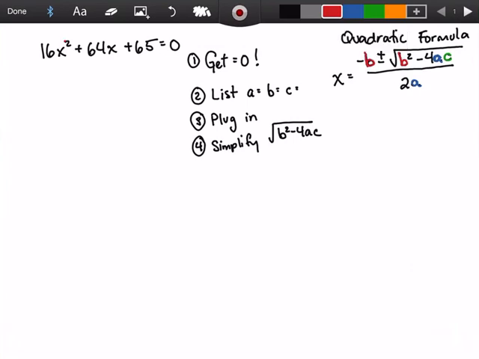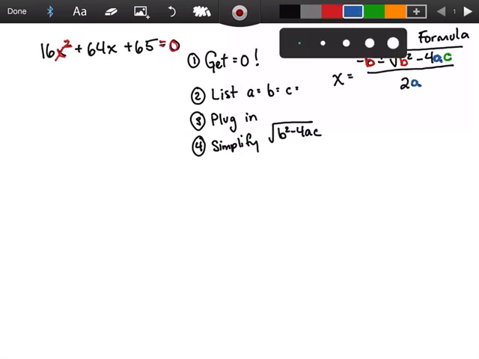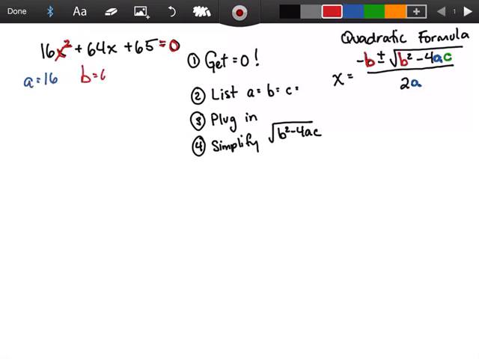Because it's a quadratic, and I know it's a quadratic because it has the x squared in it, I'm going to use the quadratic formula as a method to solve this. You could also do completing the square, or if you want to try factoring, go for it. Quadratic formula is the best way because it always works, and that's why it's really nice. So the first thing we do is make sure it's equal to 0, and it's equal to 0 already, so I don't have to do anything there. Then I'm going to say what a equals, b equals, and c. So a is equal to 16, b is equal to 64, and c is equal to 65.